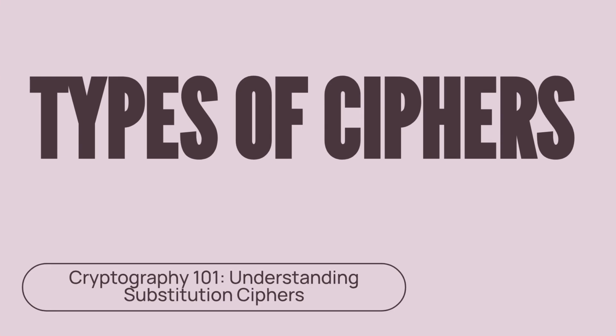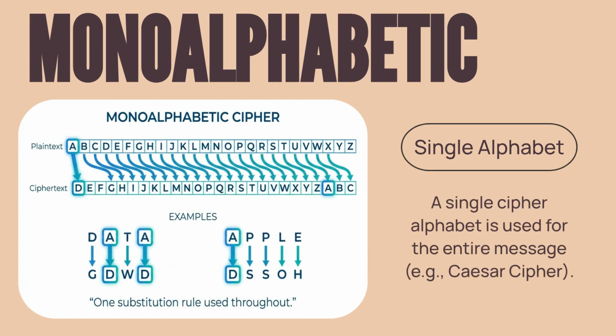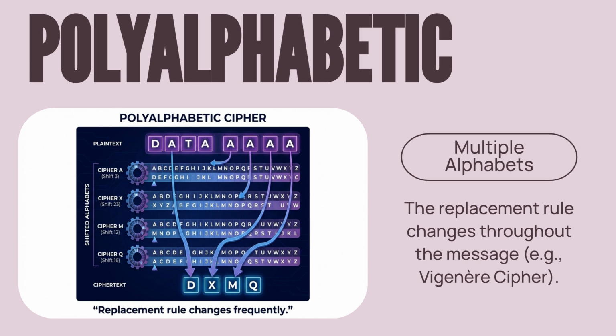Substitution ciphers are generally classified based on how many alphabets are used for the replacement process. First, we have monoalphabetic ciphers, where a single rule applies consistently. If A is replaced by D at the start, it is always replaced by D. Conversely, polyalphabetic ciphers use multiple alphabets. The replacement rule changes frequently. A might become D one time and X the next, making the pattern much harder to follow.